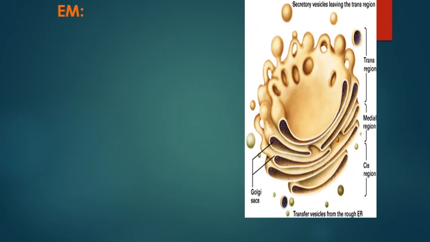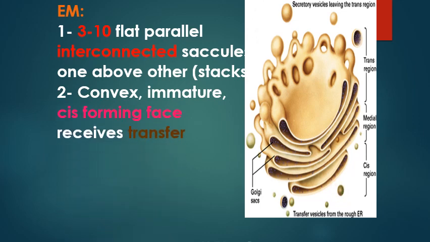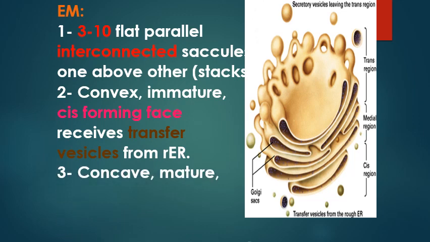Here is the Golgi apparatus. It appears as 3 to 10 flat parallel intercommunicating cisternae forming what is called a stack. They have two surfaces, convex and concave. The convex, or immature, face is where the transfer vesicles arising from the rough endoplasmic reticulum fuse and are received, and the concave, or mature, face releases the secretory vesicles and lysosomes.